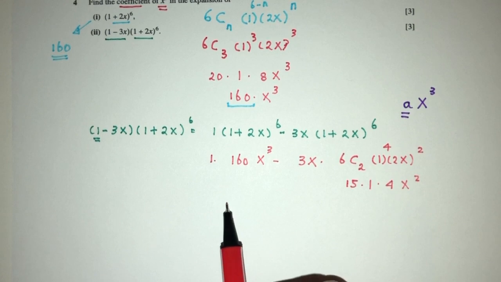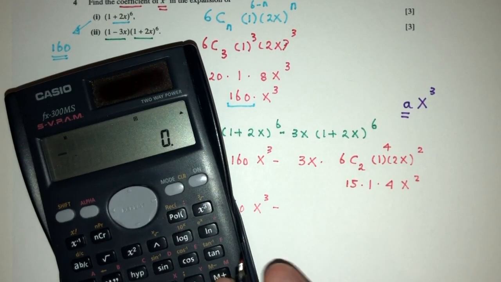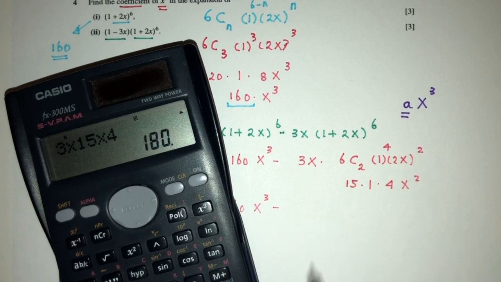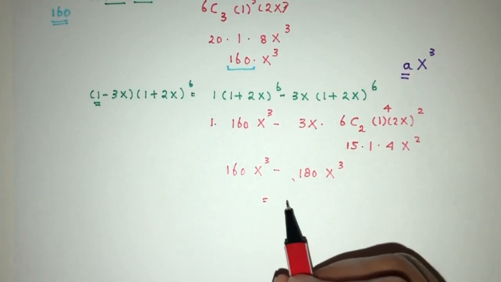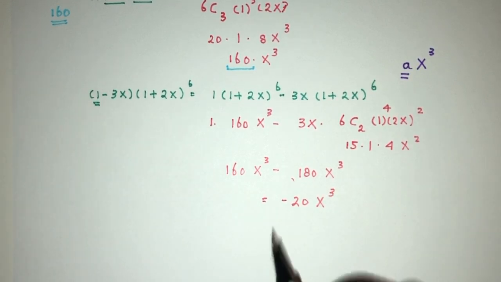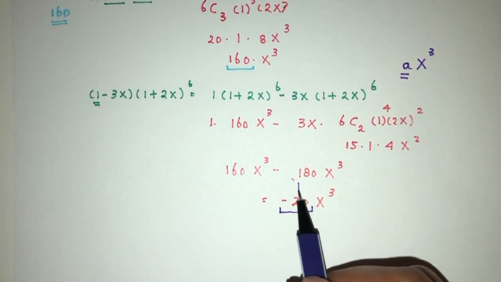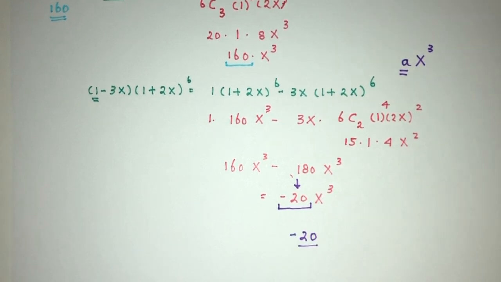So here we have what? 160 x cubed minus 3 times 15 times 4, that should be 180 x cubed. So you will have 160 minus 180, that will be minus 20 x cubed. So your answer will be minus 20 for the coefficient of x cubed. And that will be this question in regards to series or binomial expansion.